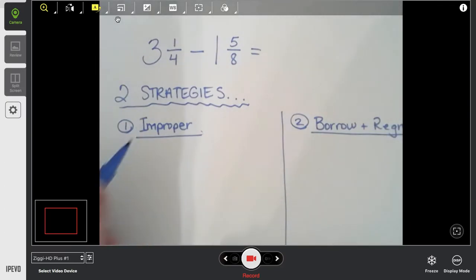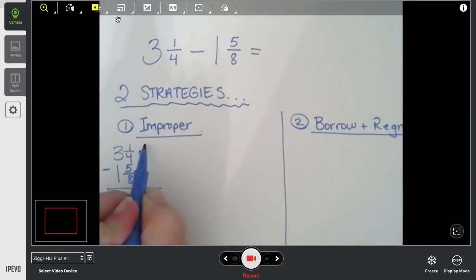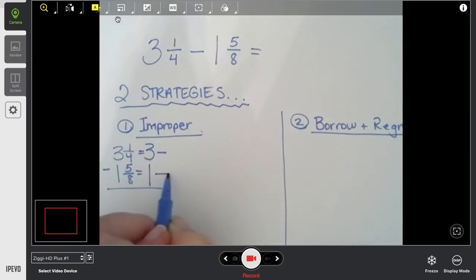When I rewrite this problem, 3 and 1/4 minus 1 and 5/8, I notice that 5/8 is bigger than 1/4. And if the bottom number is larger than the top in a subtraction problem, I cannot do that subtraction. So I have to either regroup, borrow, or I'm going to make these into improper fractions. Okay, so the first thing, we have to have common denominators. So let's create our common denominators.